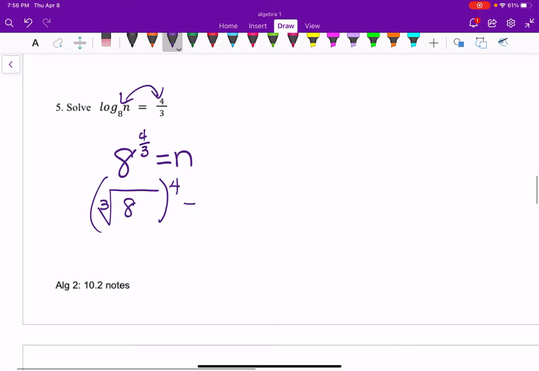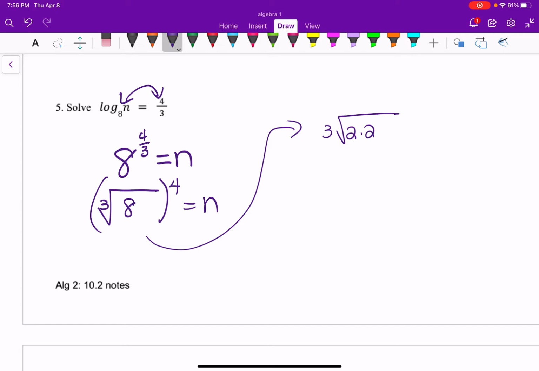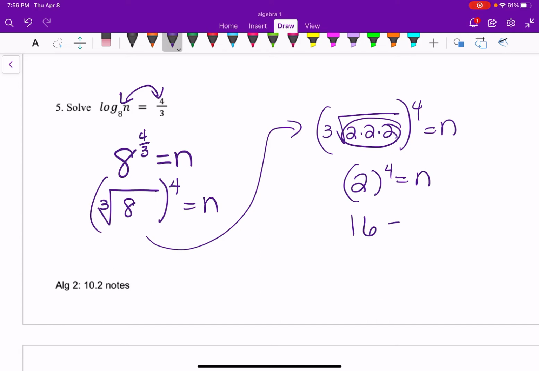Okay? Well, the third root of 8, I'm going to bring it up over here where I have more room. The third root of 8, well, 8 is 2 times 2 times 2, and we're going to bring that to the 4th power. Well, that means we take out a 2. So it's really 2 to the 4th power equals n. So the answer here is 16. So you might want to go back and review that and take that a little slower.